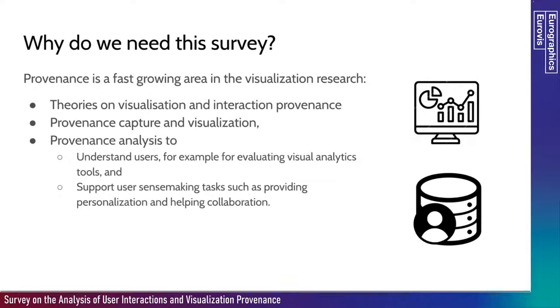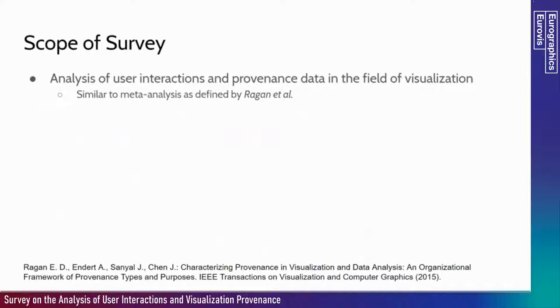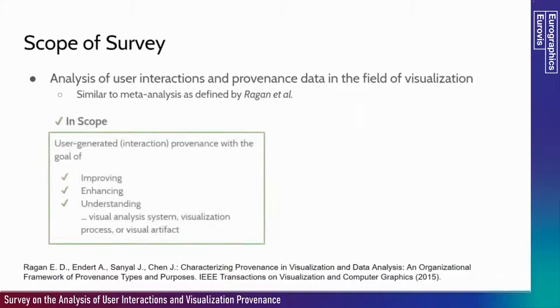In this survey, we focus on the analysis of user interactions and provenance data in the field of visualization, whose main purpose is similar to the meta-analysis as defined by Reagan. As such, we only include existing work that incorporates meta-analysis based on user-generated interaction provenance data with a high-level goal of improving, enhancing, or understanding a visual analysis system, visualization process, or visual artifact.